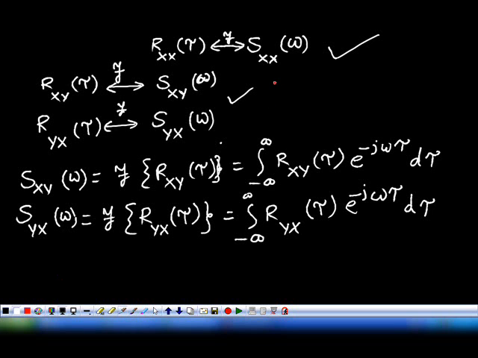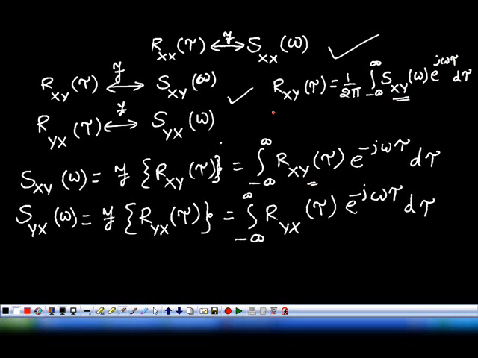Similarly, you can write this Rxy of tau is equivalent to 1 by 2 pi, integral from minus infinity to plus infinity of this quantity d omega. This is the inverse Fourier transform of this quantity. This is the Fourier transform of this. Similarly, Ryx. We write this.